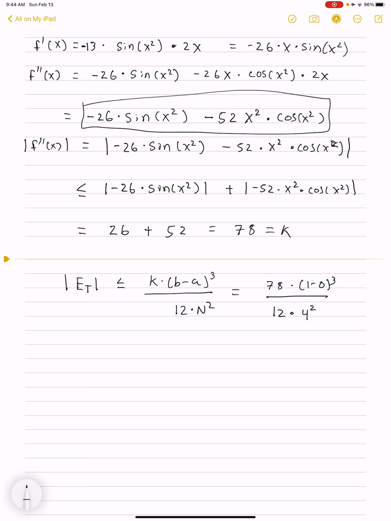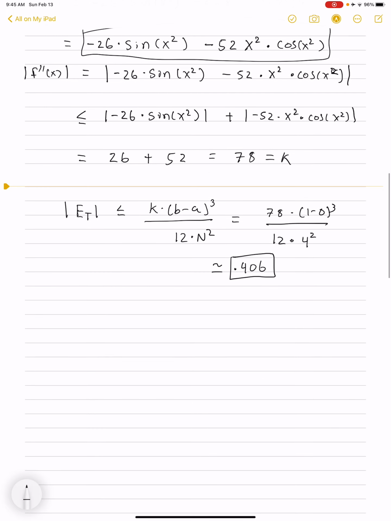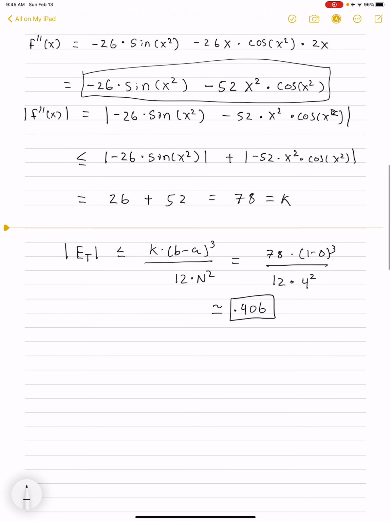And I think we're going to get approximately 0.406. So this answer that we get, the answer of 11.64, is accurate to the true answer to within at least 0.406. Okay, and that was our lesson on the trapezoid rule.